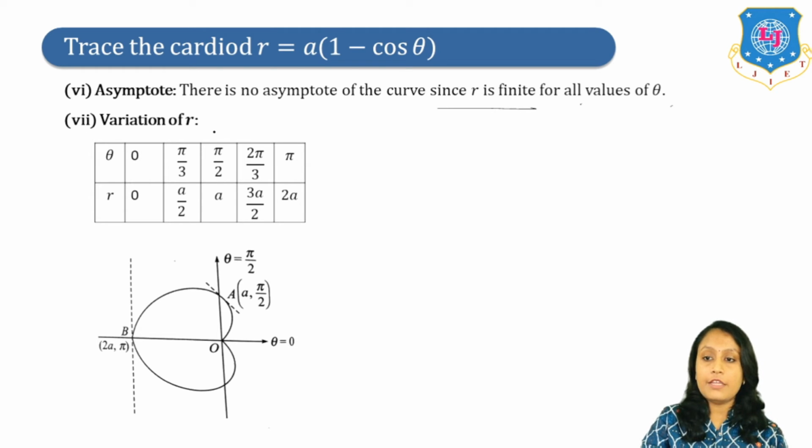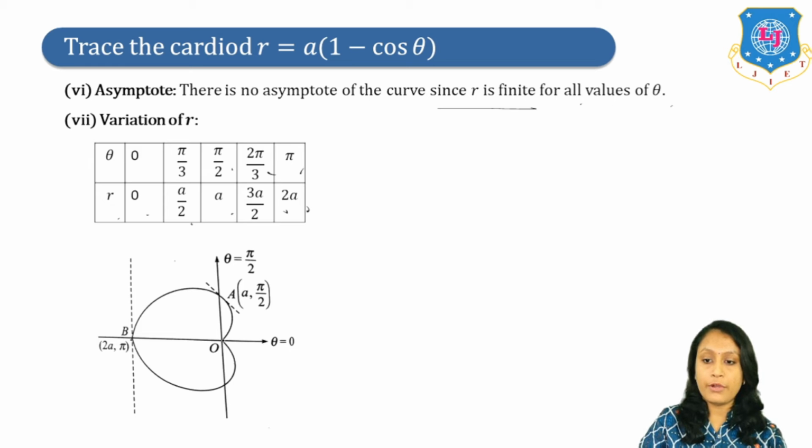Now we'll write the variation of r. Take different values of θ, that is 0, π/3, π/2, 2π/3 and π. Substituting one by one, you will get different values of r, that is 0, a/2, a, 3a/2 and 2a.